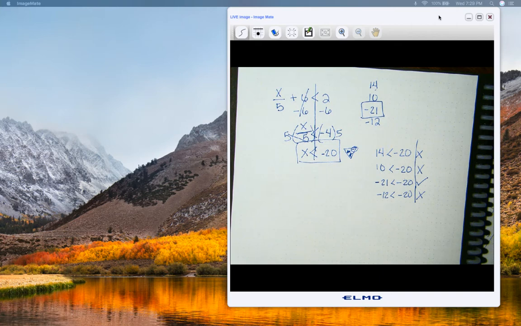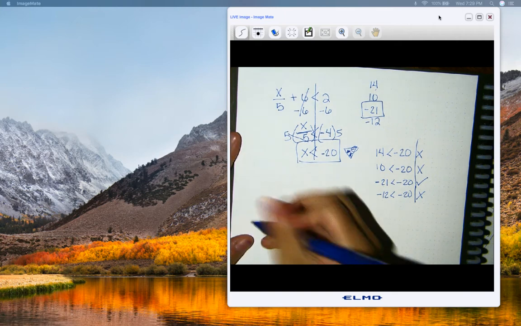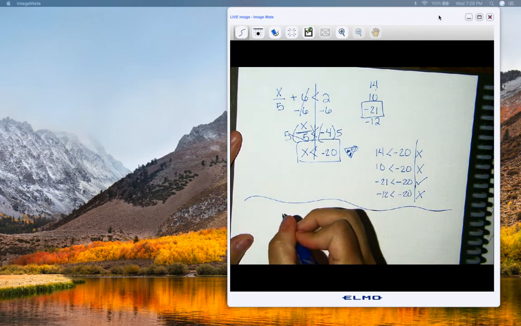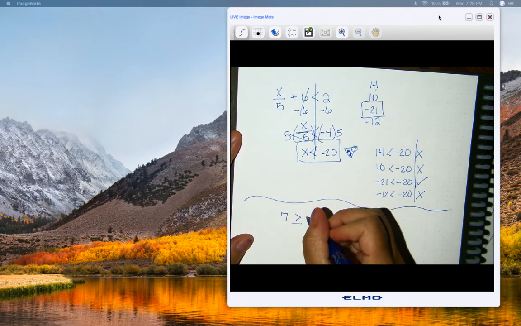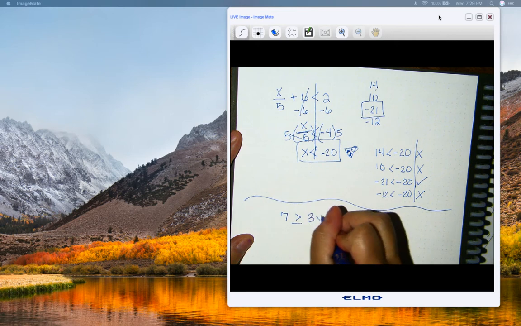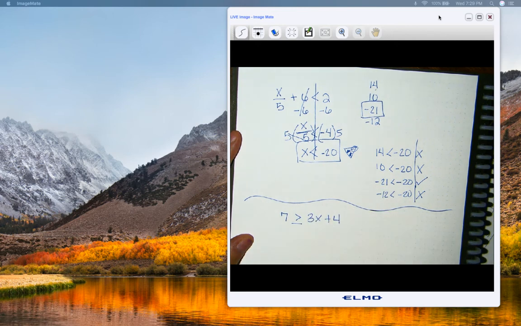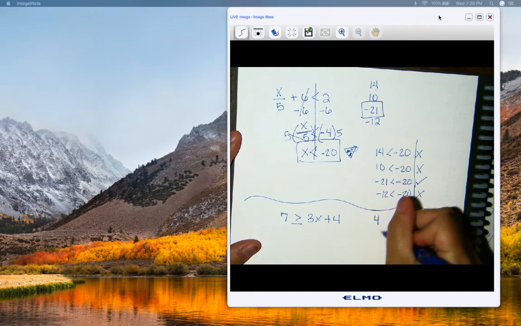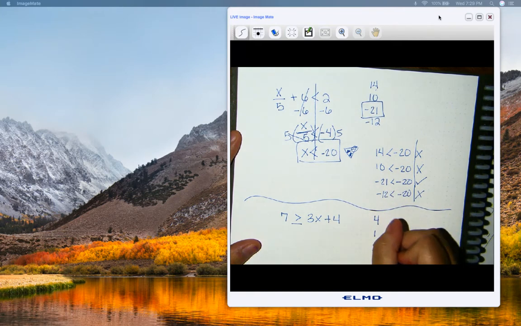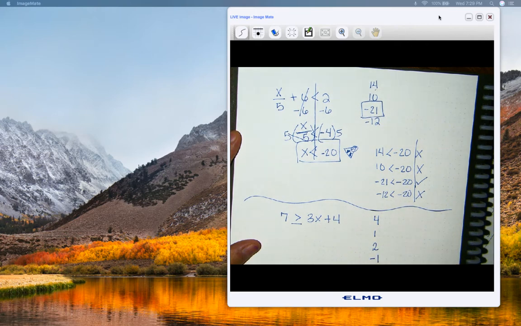Another way of working out these problems would be actually plugging each one in. So I'm going to do that with a second example. I have 7 is greater than or equal to 3x plus 4. And the values I want to test are 4, 1, 2, and -1. And so what we're going to do is plug these values in for that x.